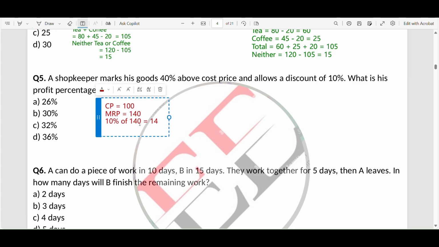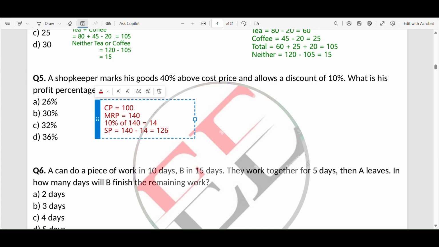So this 14 is the discount, right? So the selling price would be 140 minus 14, which is 126. This is the selling price, right? And what is his profit percentage?